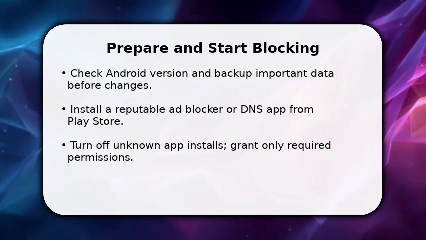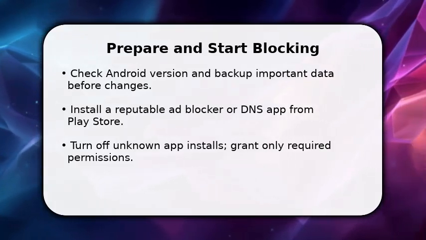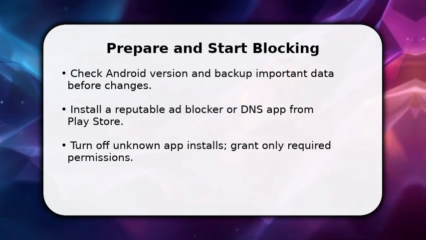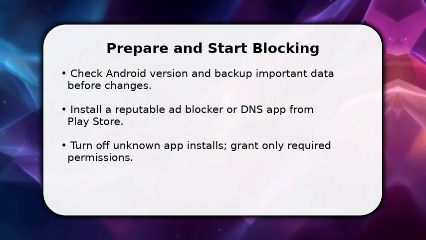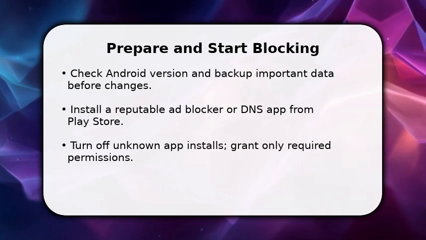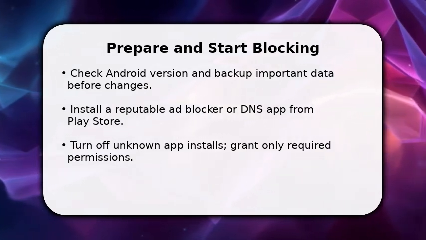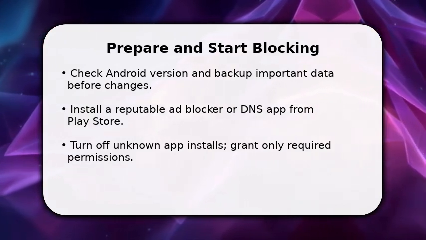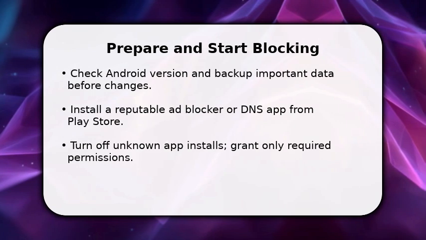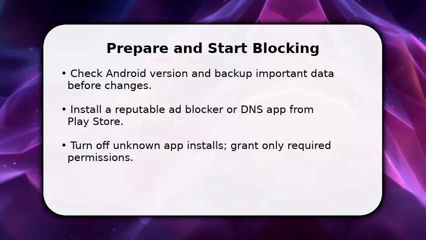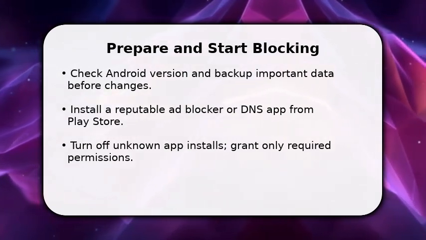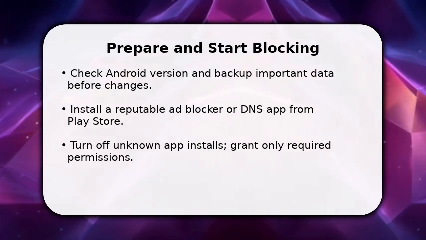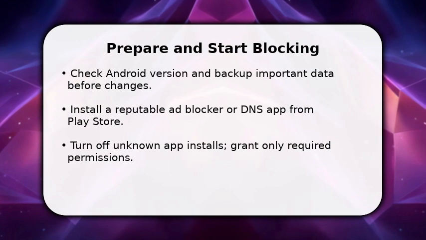You start by checking your Android version and backing up key files. This saves time if you need to revert. Once done, install a trusted ad blocker or a private DNS app from the Play Store and open it to begin setup. Next, make sure to disable unknown sources installs and only grant necessary permissions to the blocker. This prevents malicious apps from bypassing protections. Follow the app's quick start prompts so you can enable blocking immediately and confirm basic settings are active.